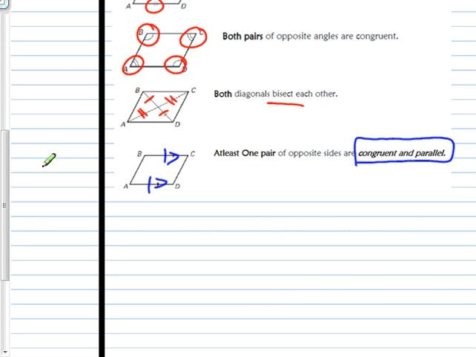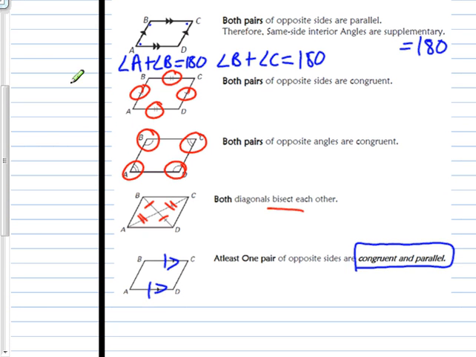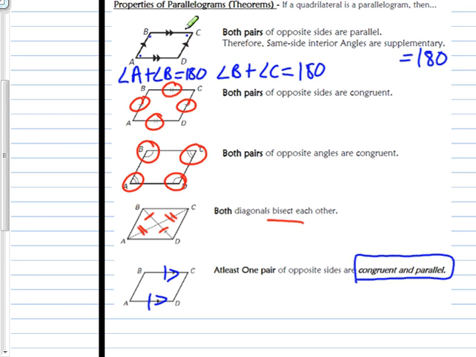So if you're looking at a shape and any of these 5 things are true, where both pairs of opposite sides are parallel, or both pairs of opposite sides are congruent, or both pairs of opposite angles are congruent, or both diagonals bisect each other, or at least one pair of opposite sides are congruent and parallel, if any, just one of them is true, then you have a parallelogram.